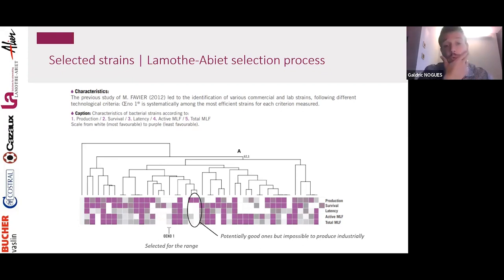If we take the example of the one in the circle, the bacteria would be potentially good because the squares are likely to be gray or white. But the thing is, it has a purple square on the production. That means even if the strain looks good, it would be impossible to produce this strain industrially because of the requirements it has. So this is also a big part of the selection process.